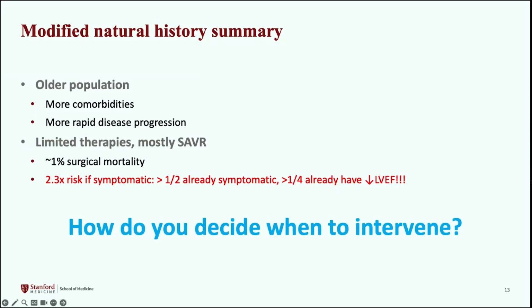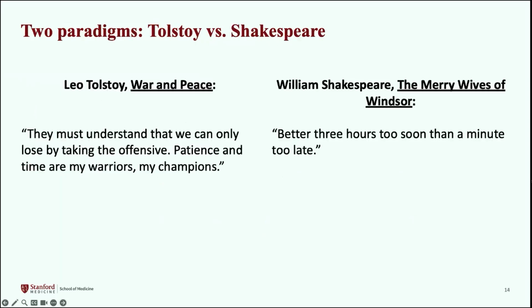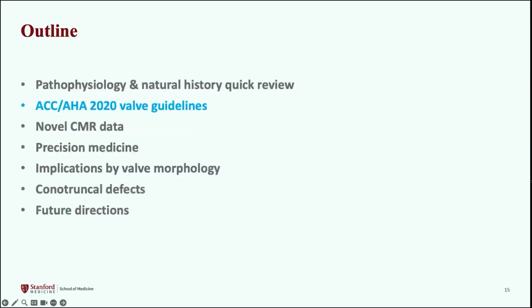So how do we decide when to intervene? I think this is really a philosophical question. It depends if you're a Tolstoy believer or if you're a Shakespeare believer, right? If you're in the Tolstoy camp, you maybe fall on this line: they must understand that we can only lose by taking the offensive. Patience and time are my warriors, my champions. Now, I love Russian literature, but I think I fall more in the Shakespeare camp. Better 3 hours too soon than a minute too late. And so hopefully by the end of the talk, you'll figure out which you are for chronic aortic regurgitation, more of a Shakespeare or a Tolstoy sort of approach.